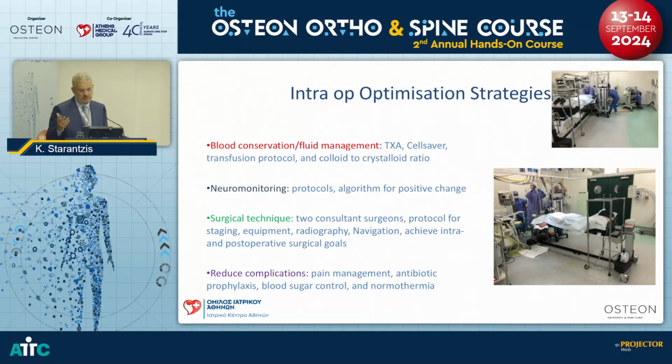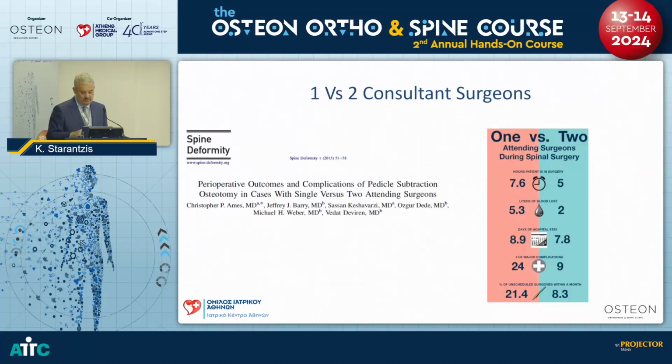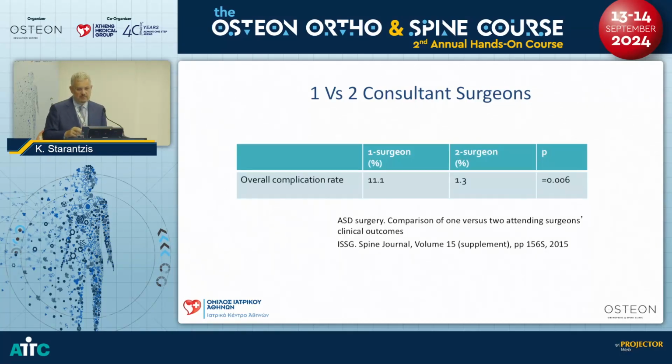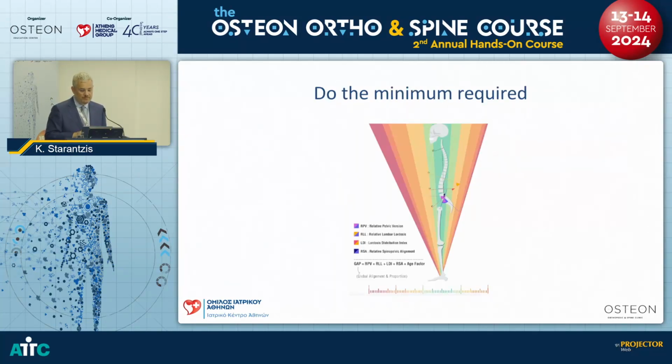Antibiotic prophylaxis, of course, is important. Post-operatively, I give antibiotics until the drains are out. If there are any concerns with the wound, I keep the antibiotics. Blood sugar control for the diabetic is crucial, as is normothermia. So I mentioned the two consultants. There are lots of studies to support that, but I don't think we need studies for that, because we all know that with a good colleague next to us, the outcomes are better.